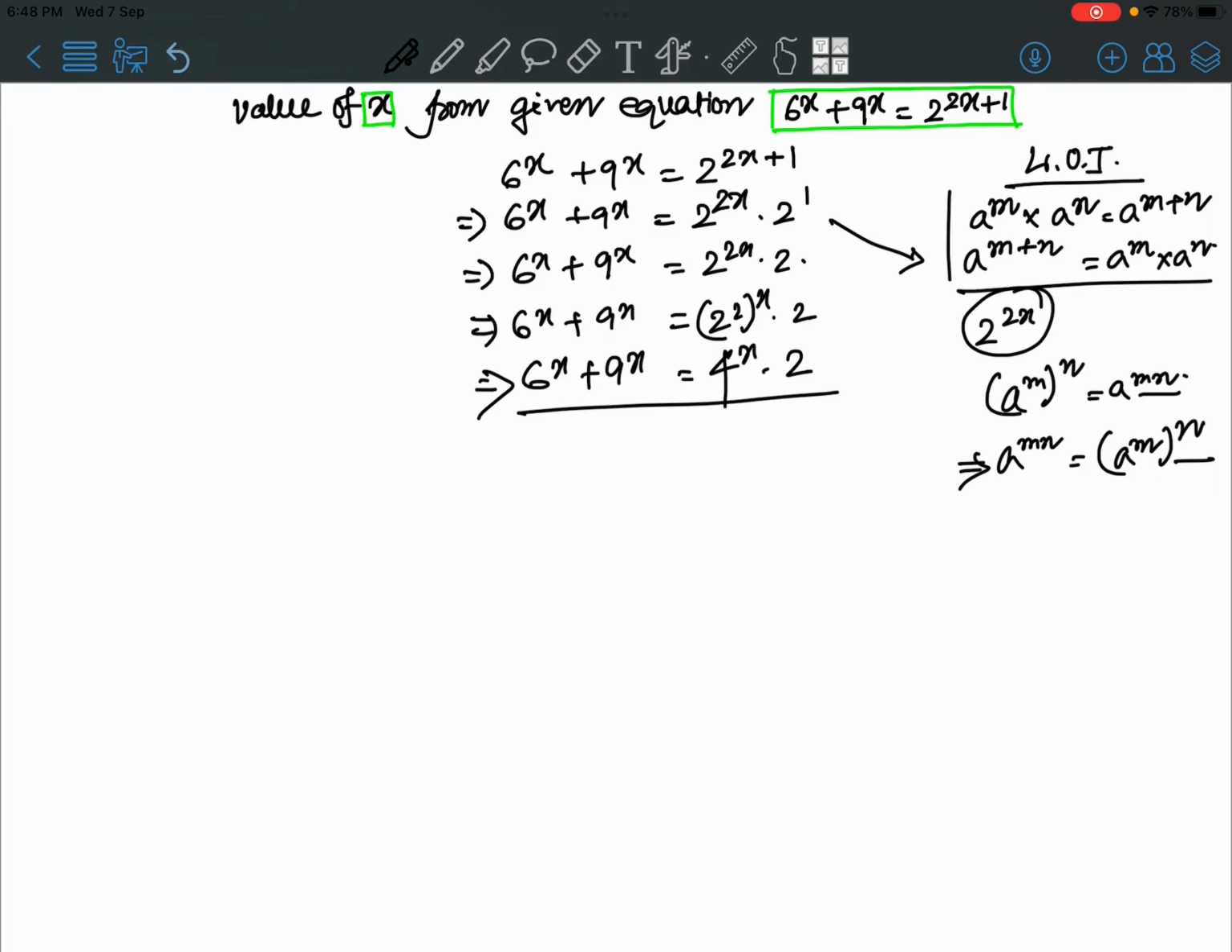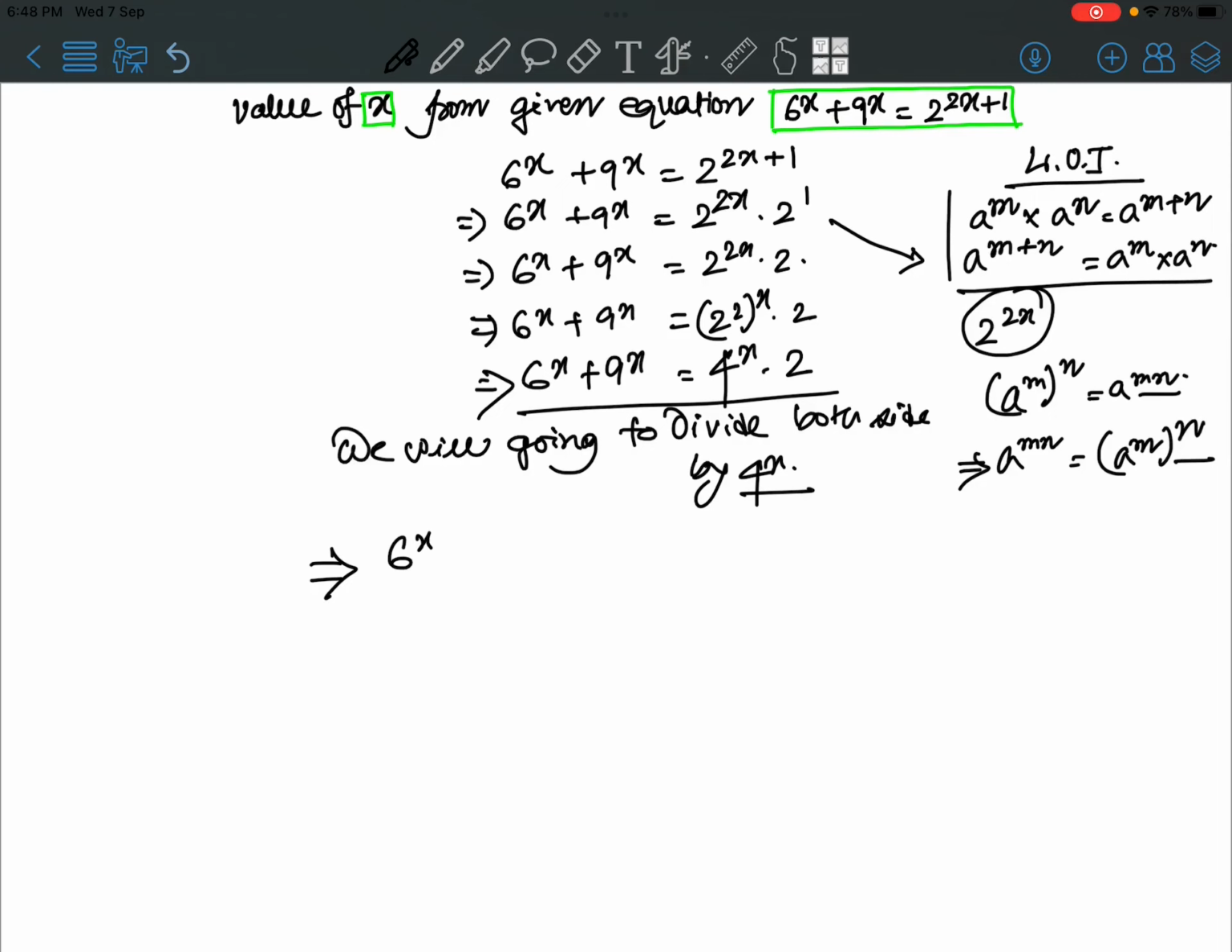Now what are we going to do? We will divide both sides of the equation by 4 to the power x. Then we will get 6 to the power x plus 9 to the power x divided by 4 to the power x equals 4 to the power x into 2 divided by 4 to the power x.